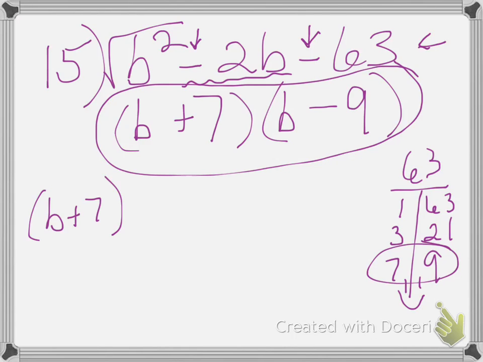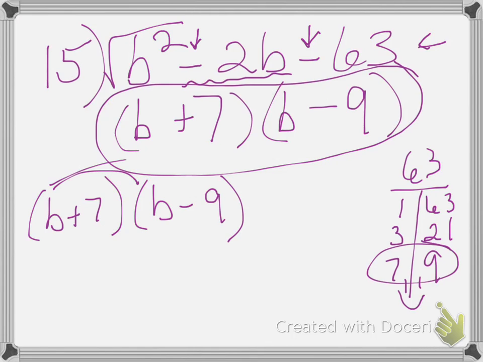Let's check it. B plus 7, B minus 9. We had a whole discussion about order in the last class. It does not matter what order you have them in, because it's multiplication. What does matter is whether or not you have a negative or a positive.